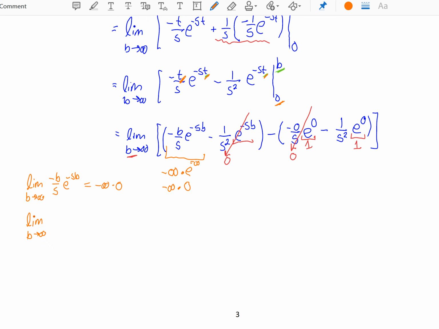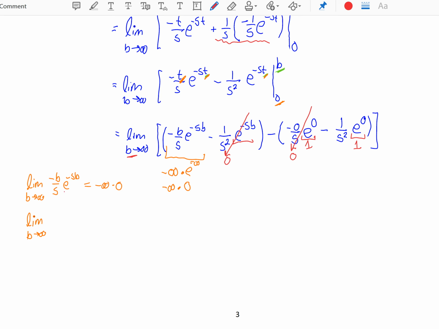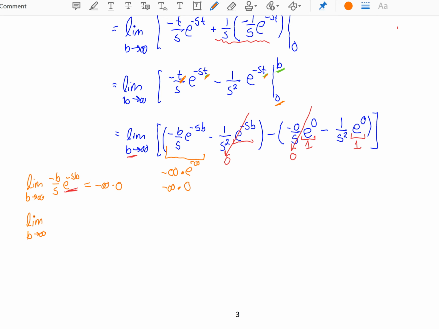And I'm going to do that by rewriting this so that the exponential part jumps into our denominator. So I'm going to write this as negative b over s e to the sb. Notice I've moved it to the denominator and got rid of our negative exponent.